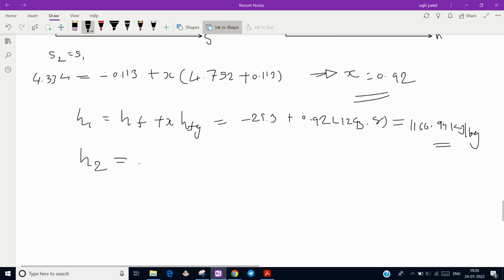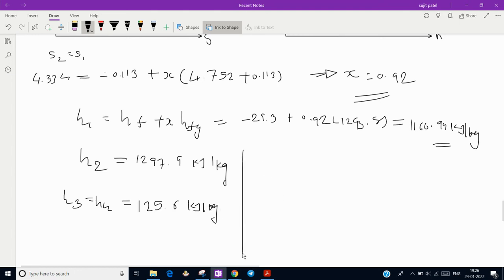Okay, now H2 is what? Saturated vapor at 26.7. So directly from the property table we can write 1297.9 kilojoule per kg, and 3 to 4 is a throttling process. So H3 is equal to H4, it is equal to the saturated liquid enthalpy at 26.7 degrees Celsius. So when you see in the property table, it is 125.6 kilojoule per kg. So now put all these values in the COP formula. COP is what? H1 minus H4 divided by H2 minus H1. So H1 is what?